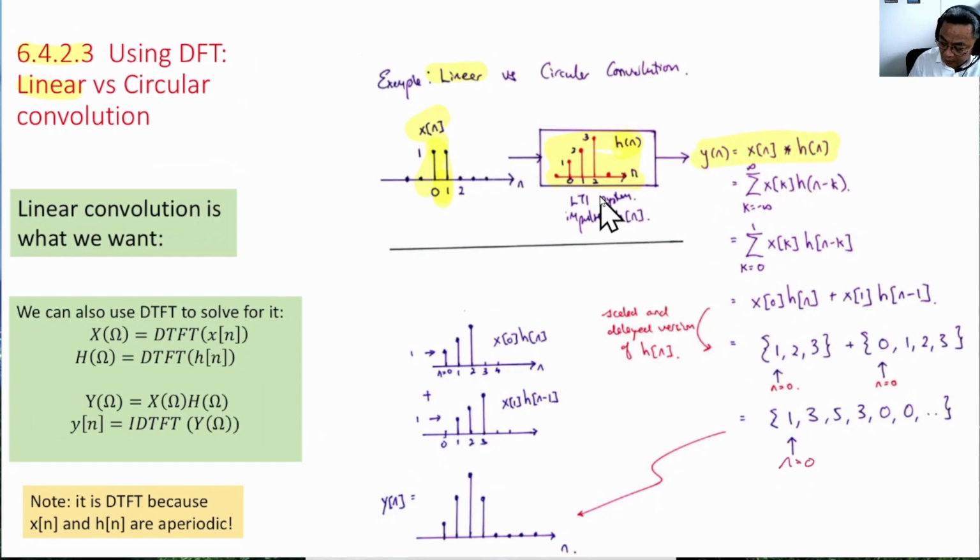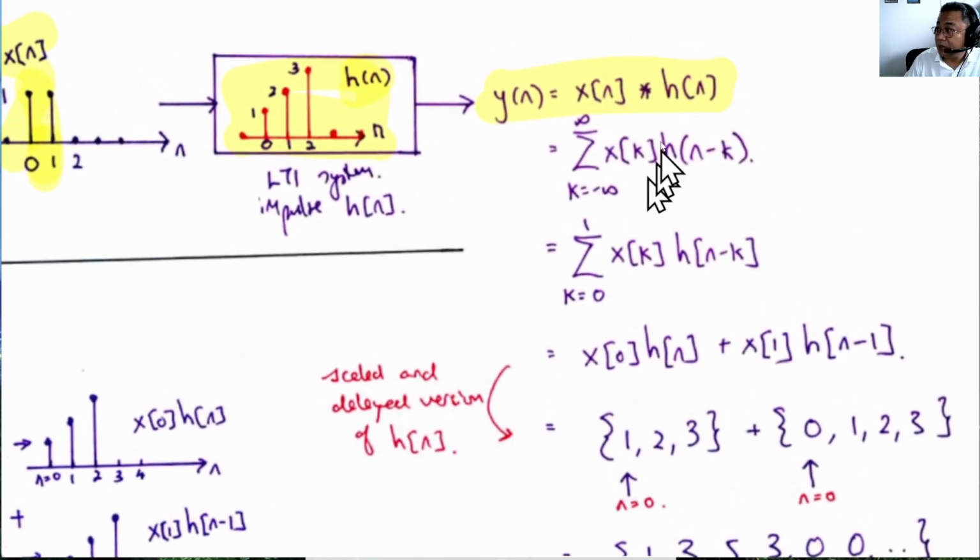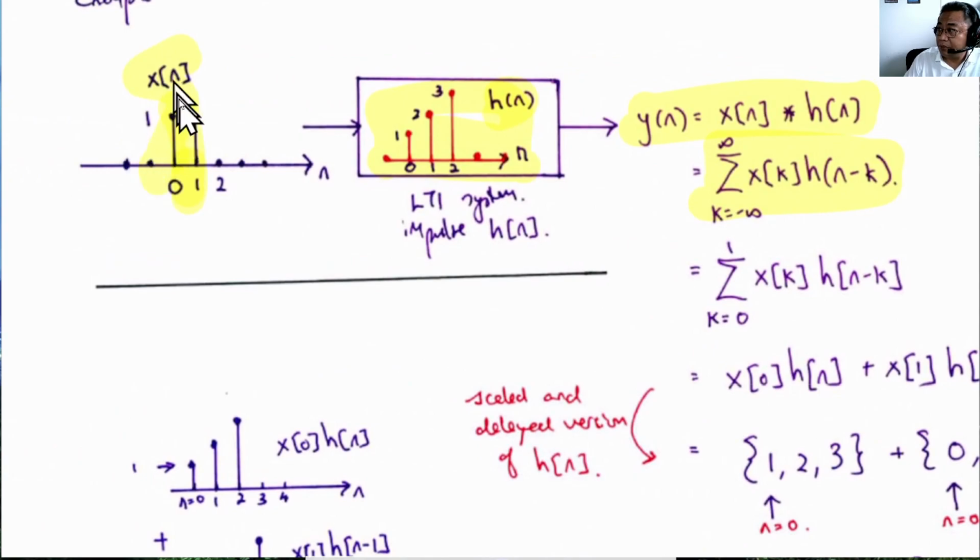Remember that to get our output, we perform linear convolution. This is the equation that will expand what x[n] star h[n] means. Simply it is this summation, and the interesting thing of this summation is h[n minus k]. What is x of k? Well, x of k is only non-zero for these two samples, so this infinite sum reduces to only for k equals to 0 and 1.